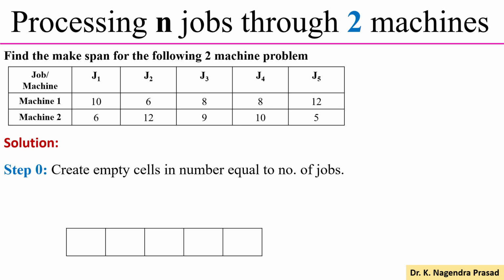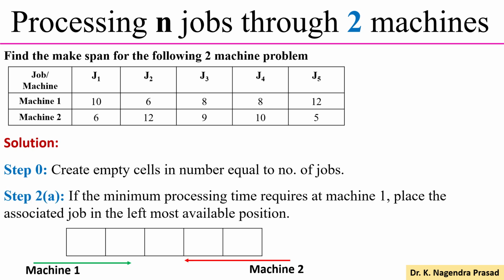So first, we have to create empty cells equal in number to the number of jobs. Here the number of jobs is 5, so the empty cell size should also be 5. The next step is: if the minimum processing time occurs at machine 1, then place the respective job in the leftmost available position. Similarly, if the minimum processing time is at machine 2, then place the respective job in the rightmost available position.